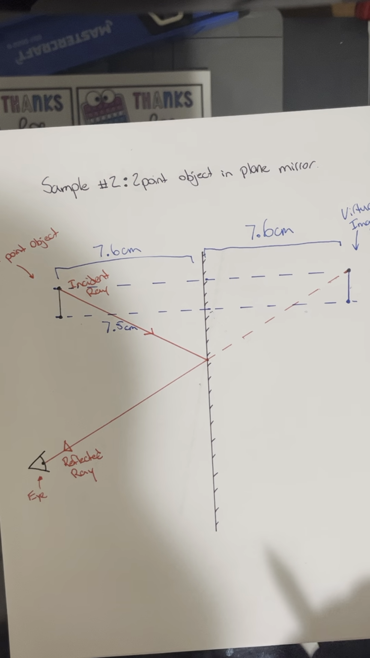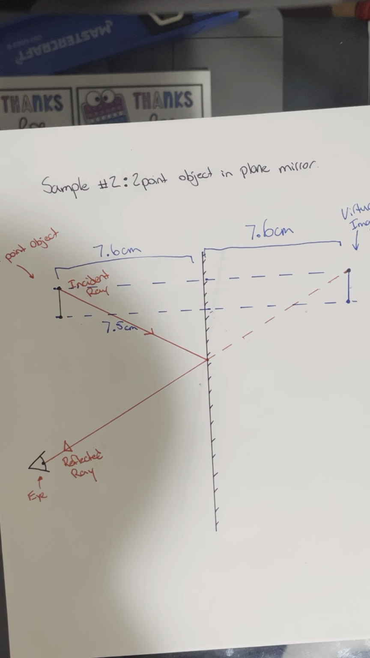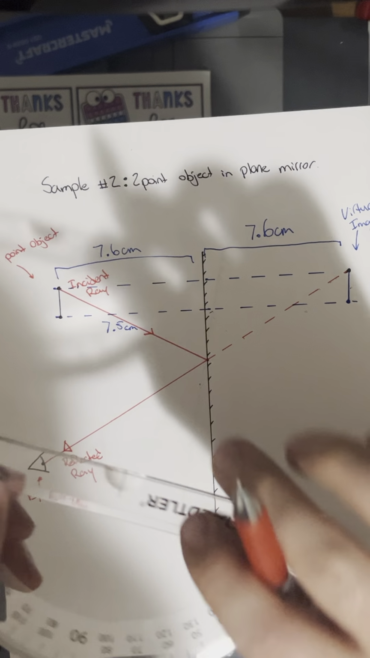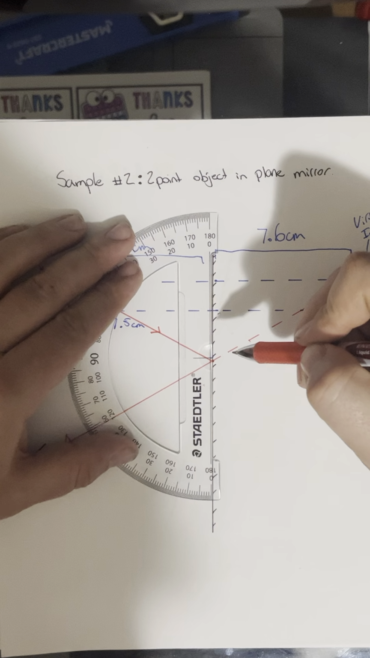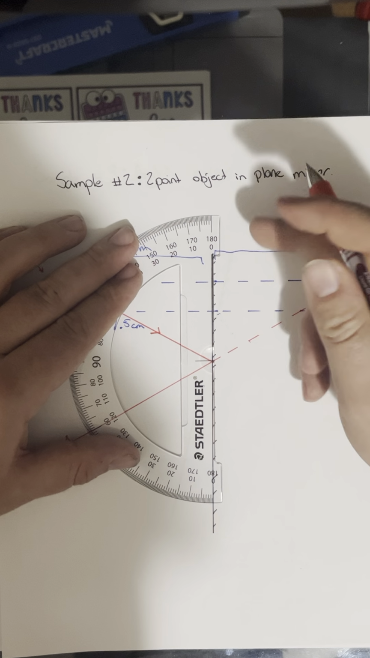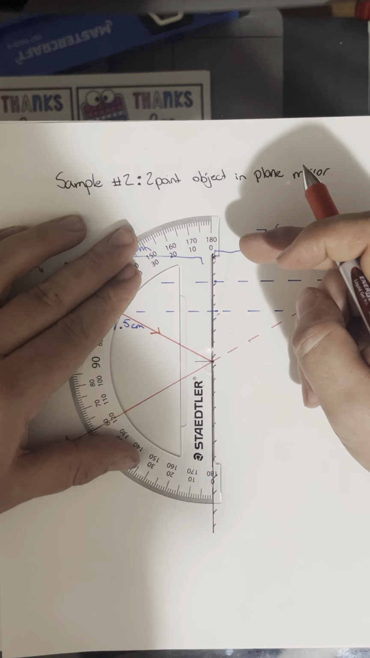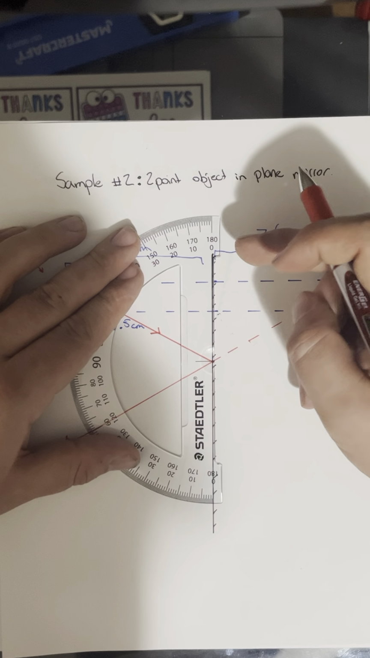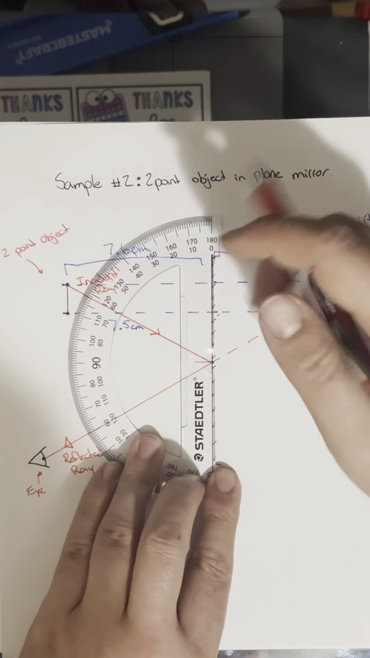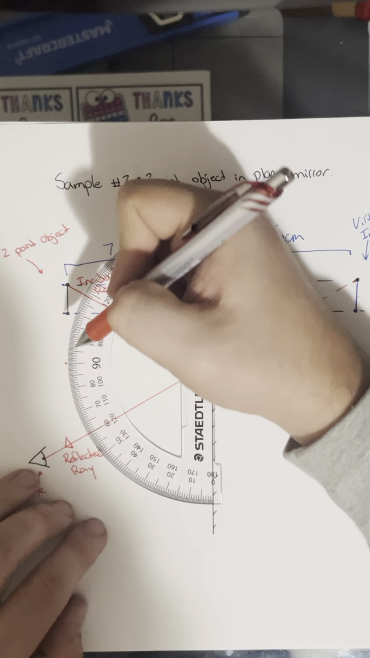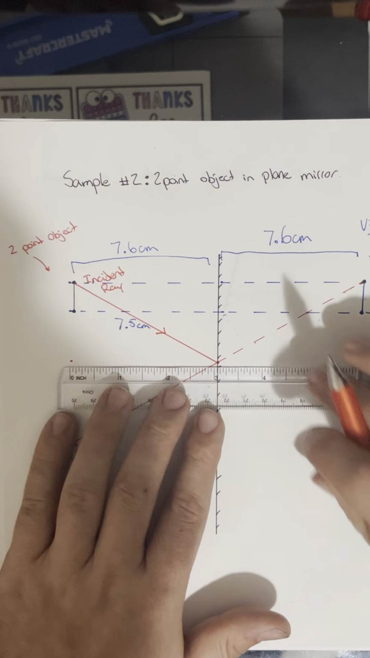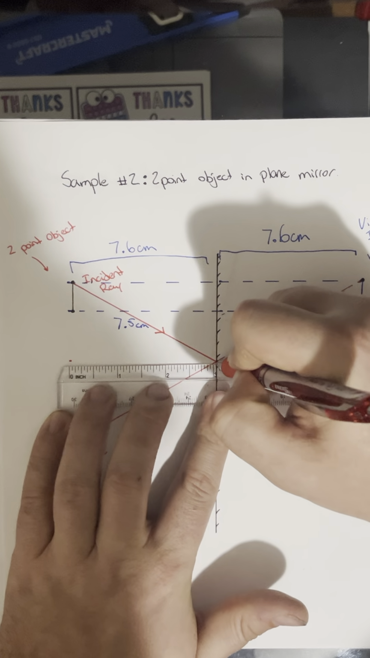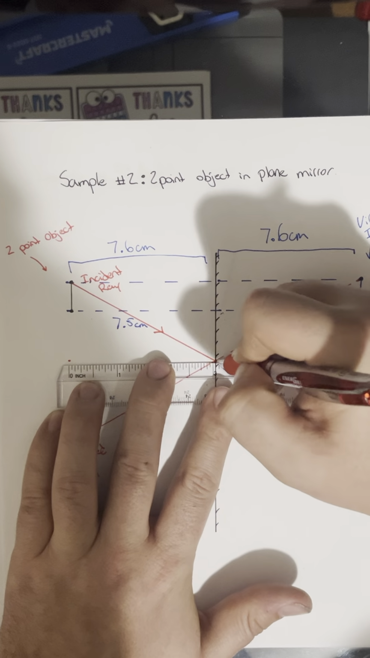So now looking at those, I'm going to use my protractor to determine where my normal will be. Again, my point here, I'm putting it at the exact point where those two rays are going to intersect with the mirror itself. I am finding 90 degrees from that mirror, which is going to be over here. And then I can draw out my normal. So here we have our normal.